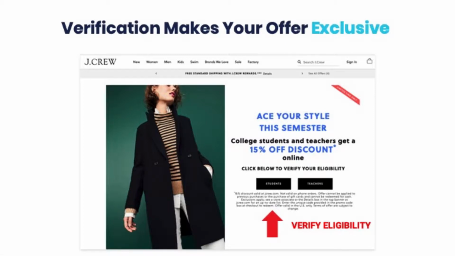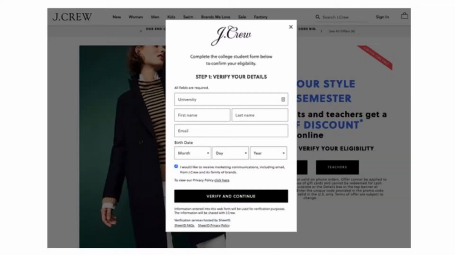So here, we're taking a look at the offer page that J.Crew has. And you can see they've got two different offers, one for students and one for teachers. And they're asking for students to verify eligibility on this landing page. Once a student clicks and expresses interest in the offer, the verification form pops up. The student is presented with this easy to fill out form that asks them for just a few pieces of basic information that we then check on the back end to verify eligibility.